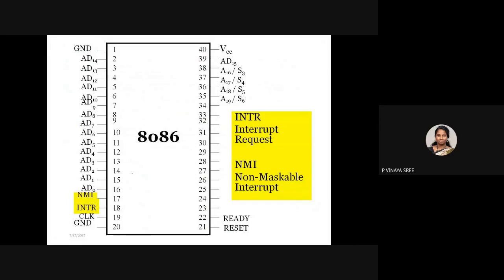Now interrupts. This also I explained, but let me revise once again. We have two types of interrupts. One is NMI and the other one is INTR. NMI is non-maskable interrupt and INTR is interrupt request. With the help of an example I have considered, let me explain that.